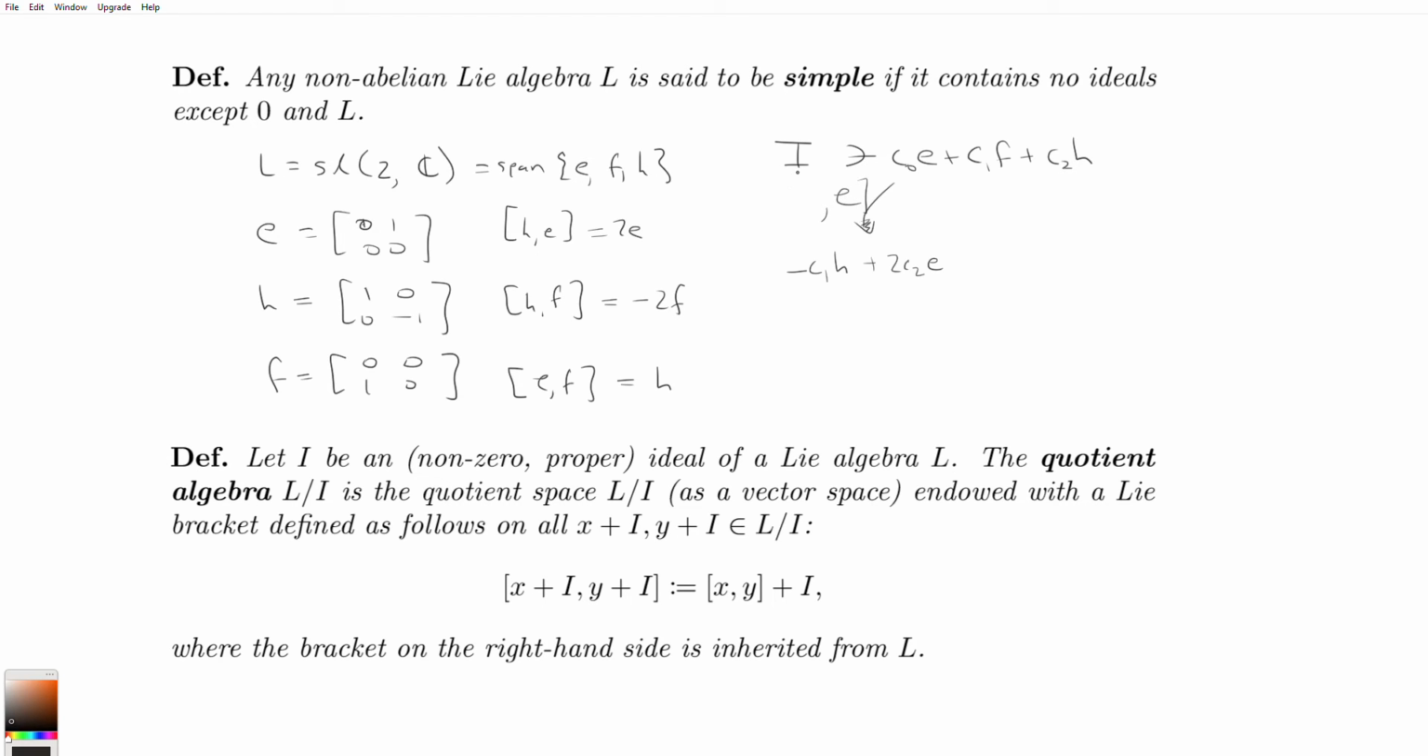So I'm going to do like that. Okay, and then I'm going to bracket on the right with E again. This guy here is going to vanish. And then this guy, because I'm bracketing on the right with E, is going to become minus 2C1E. Okay? And similarly, if I bracket on the right with F twice, I'm going to end up with, let's see, minus 2C0F. Okay? And so what that's telling you is minus 2C1E lies inside of the ideal, and minus 2C0F lies inside of the ideal. So if C1 is not 0, we're done.